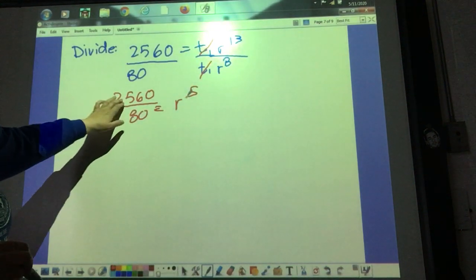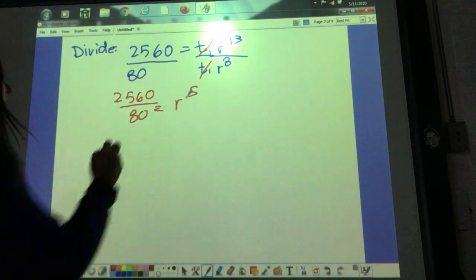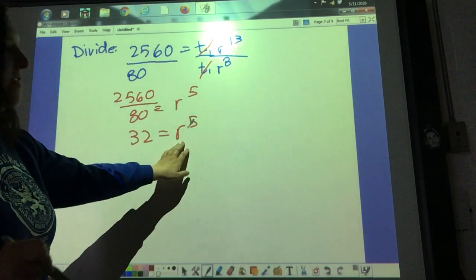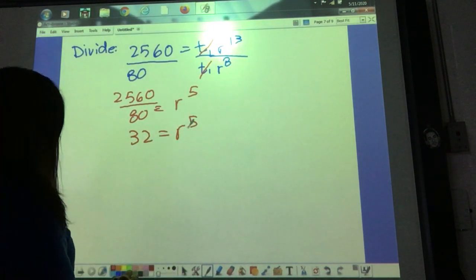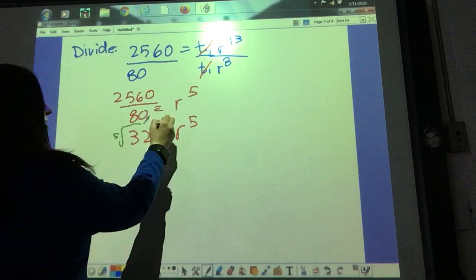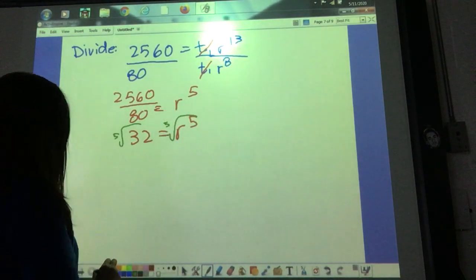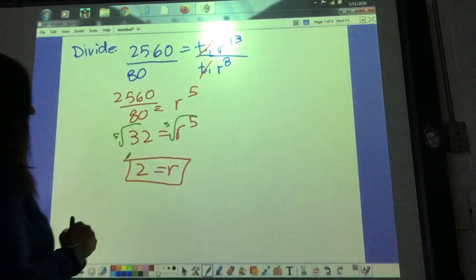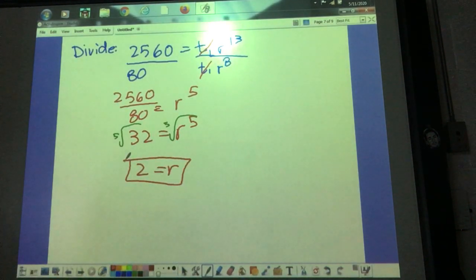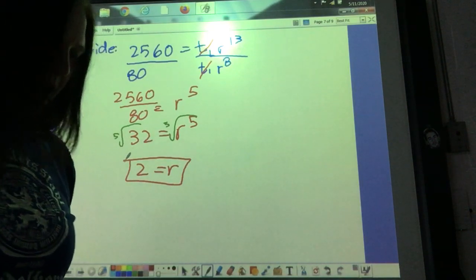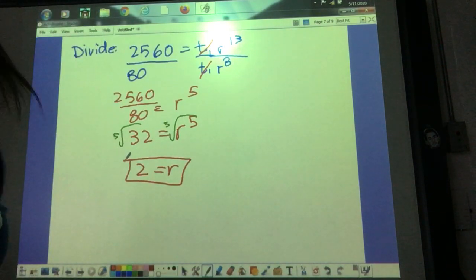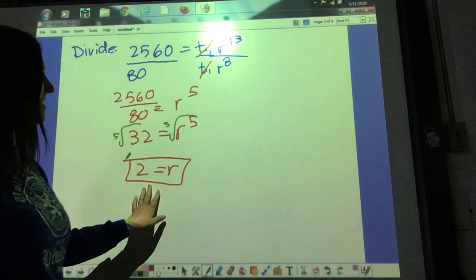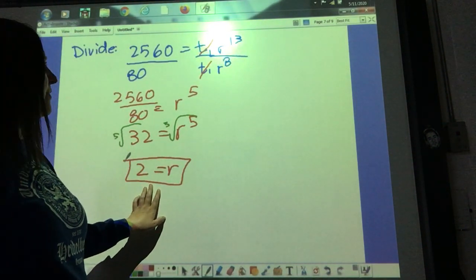Okay, now 2,560 divided by 80 gives us 32. So r to the power 5 is 32, so you take the 5th root of each side. Oh, remember our radicals unit, it's all connecting now. So our r value, that's hard to say, our r value is 2. Okay, so we have our r value, but the question didn't ask for the r value, the question asked for the first 3 terms. So we've got some information, but we still have a little bit of work to do.